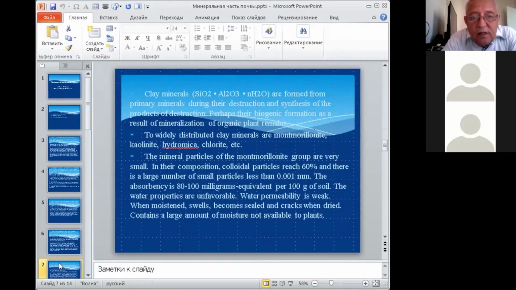Clay minerals are formed from primary minerals during their destruction and the synthesis of the products of destruction. Biogenic formation is possible as a result of mineralization of organic plant remains. The widely distributed clay minerals are montmorillonite, kaolinite, hydromica, etc.